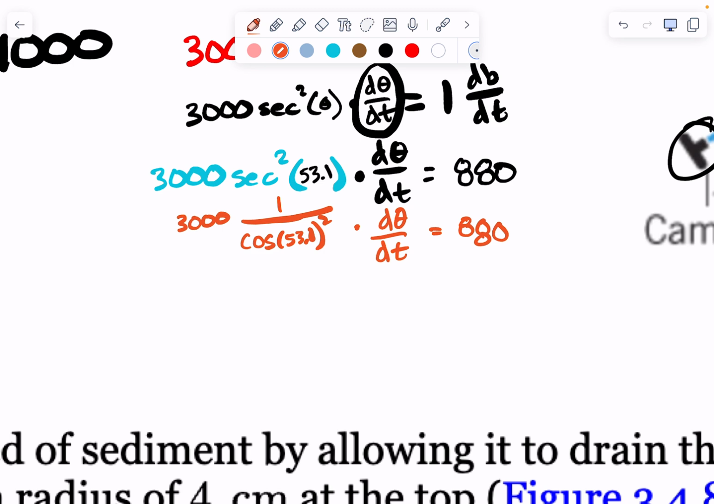Okay. So here's the deal. Ready? Let's do this instead. Let's solve for d theta dt. So we have all this stuff plopped in, right? If I'm trying to solve for d theta dt, I'm going to divide the 3,000 over, right? What does that make? What's 880 divided by 3,000?